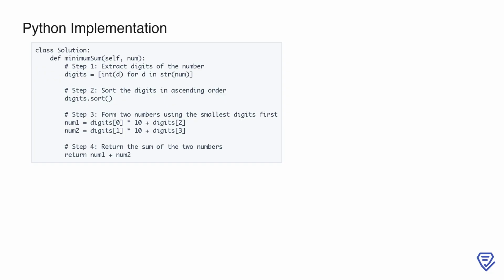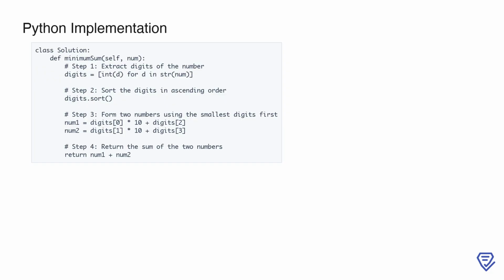2. Sort the digits. To ensure that we can form the smallest possible numbers, we sort the digits in ascending order. After sorting, the digits 2, 9, 3, 8 become 2, 3, 8, 9. 3. Form two numbers to minimize the sum. Once the digits are sorted, we can form two numbers by pairing the smallest and next smallest digits together.